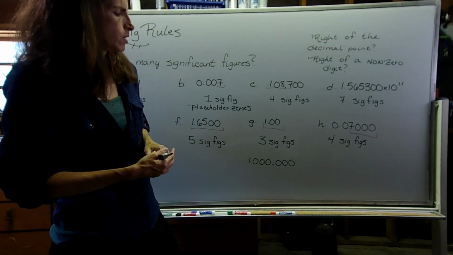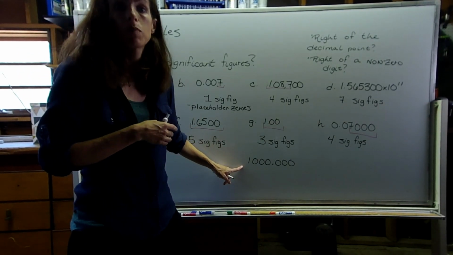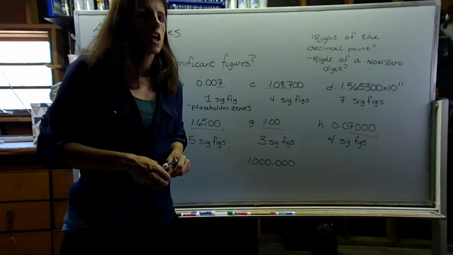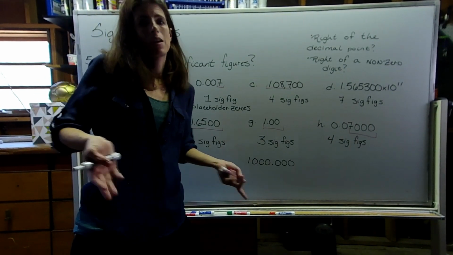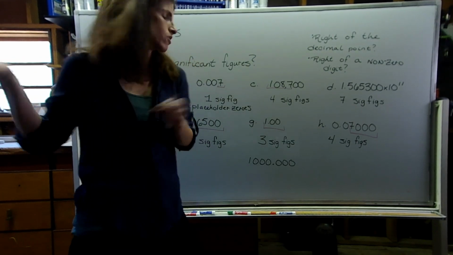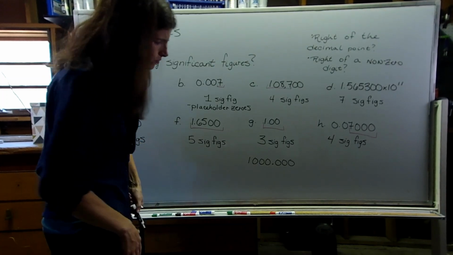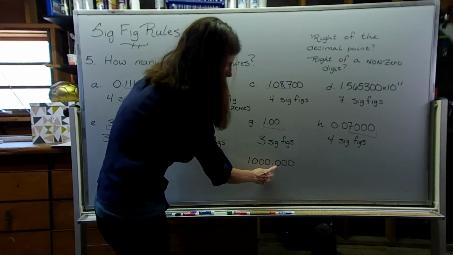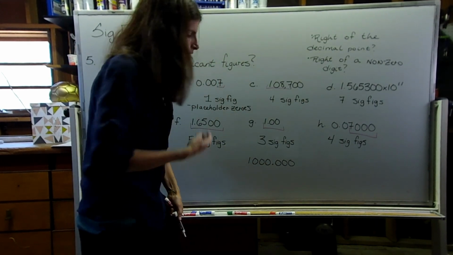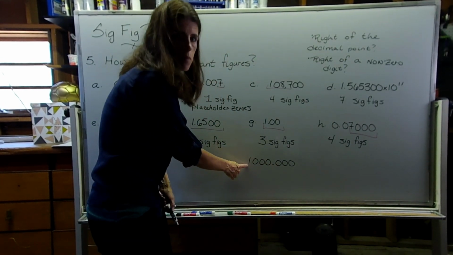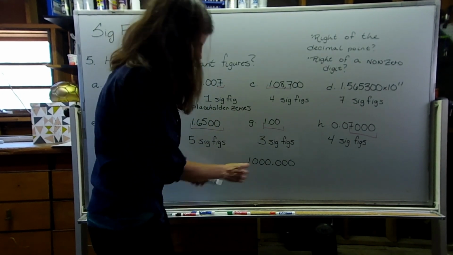Sometimes students ask me, well, what if it was 1,000.000 or something like that? How close does the non-zero digit have to be? And the answer is it could be as far away as it wants to be. There's really no maximum or minimum there. So here, because these zeros are to the right of the decimal point, and because they're to the right of this number 1, even though they're far away, these zeros are significant.